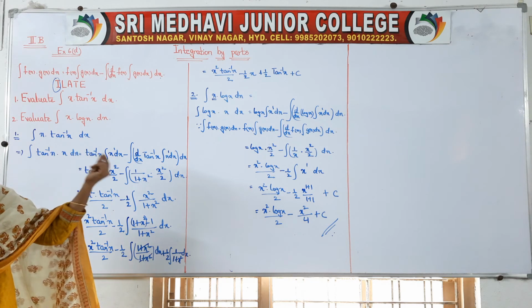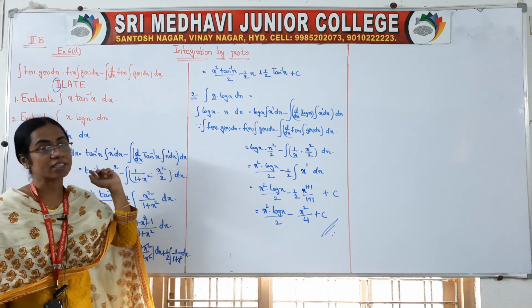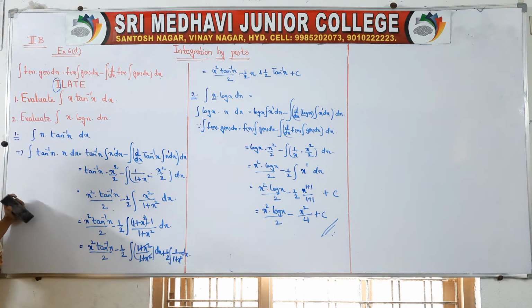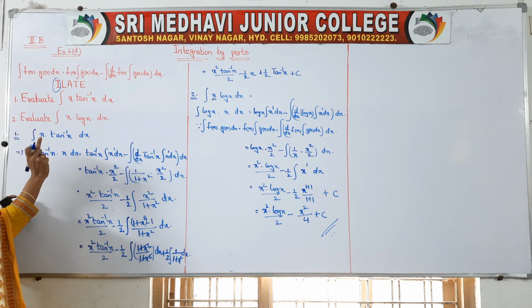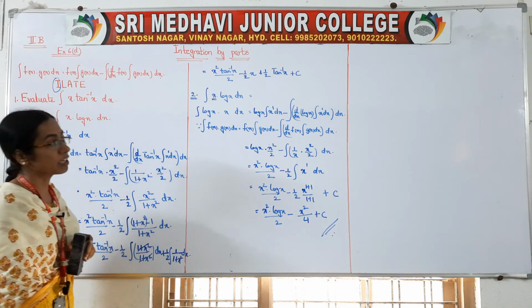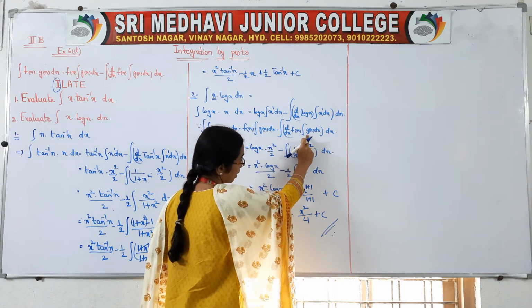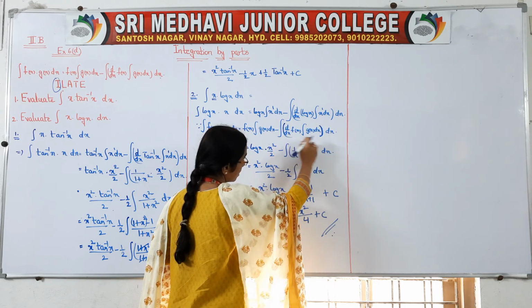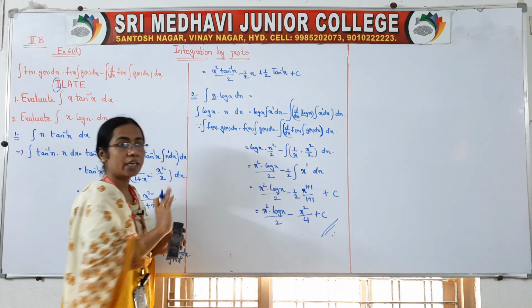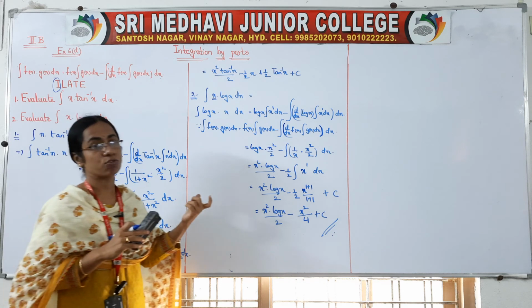What is that formula? It is the formula for the integral of f of x into g of x dx. The formula is f of x into integration of g of x dx minus integration of d by dx of f of x into integral of g of x dx, and whole dx. This dx is for the whole. Like that we have to take the formula for the product form.